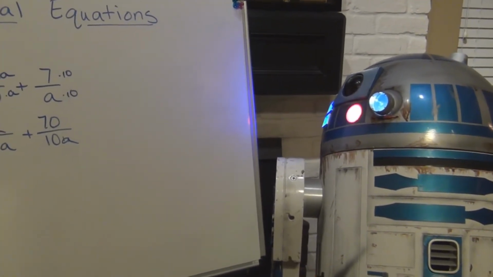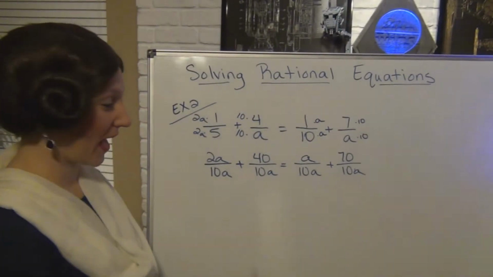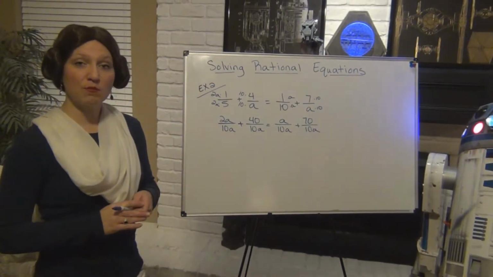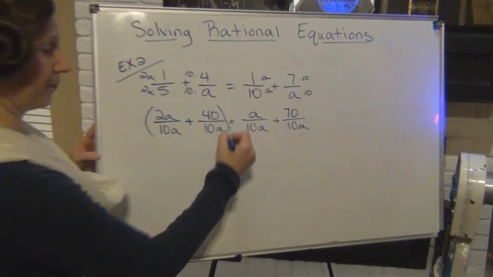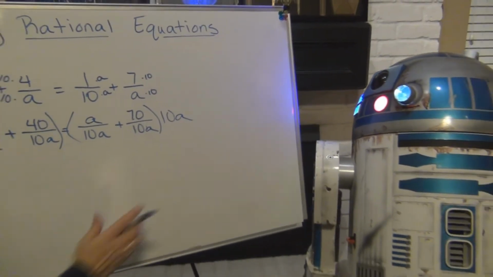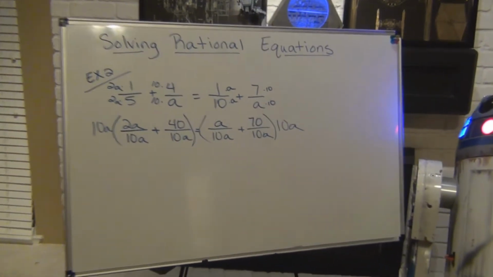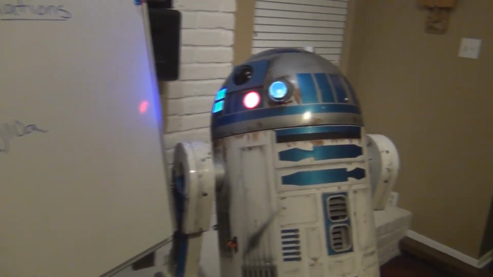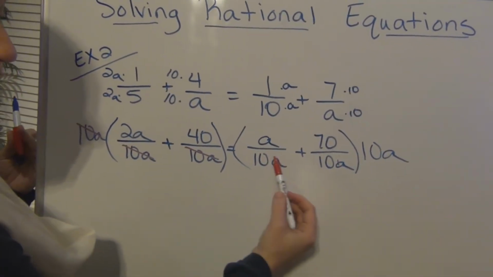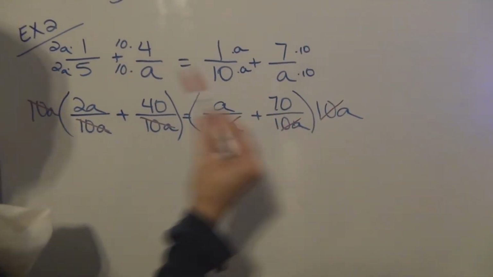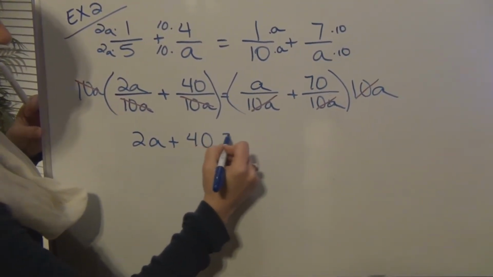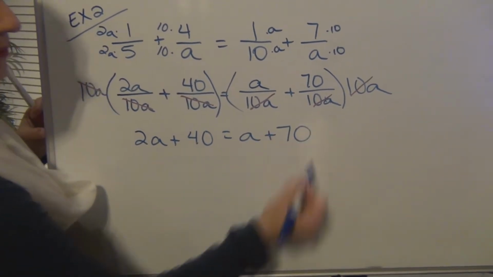I agree, R2, that's a lot. All right, now we have a common denominator all the way across. So if I multiply all of this by 10a and all of this by 10a, then 10a cancels, cancels, cancels. 10a is canceling out the division here as well. That way, all I'm left with is 2a plus 40 equals a plus 70.